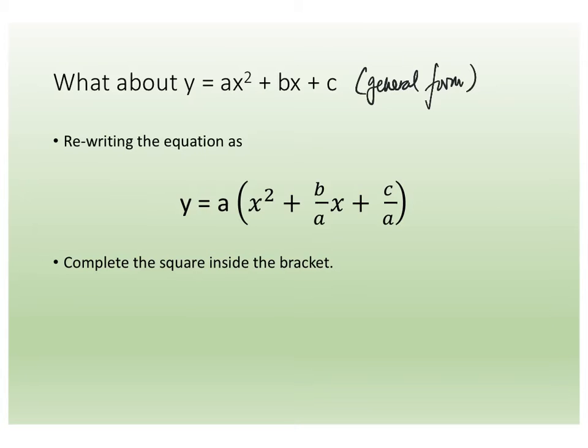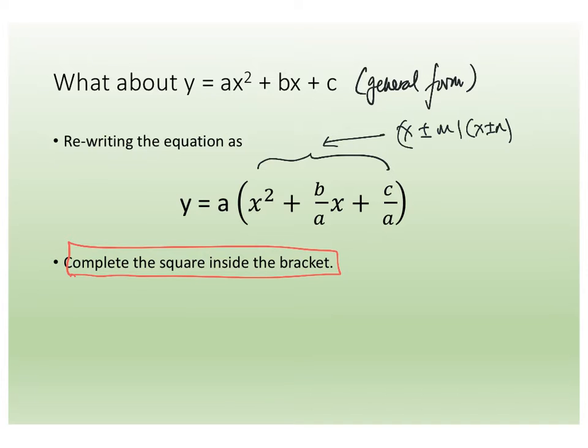How do we do it? We rewrite the equation as y equals a, x squared plus b over a x plus c over a. Now, if you can factorize this into something like x plus or minus m, x plus or minus n, do it first. If not, you need to complete the square inside the bracket. Alright, so start off with this. If you can do it this way, x plus or minus m, x plus or minus n, please factorize first.